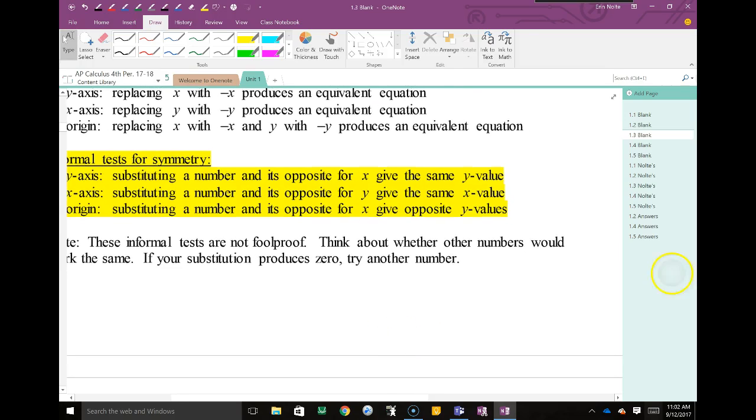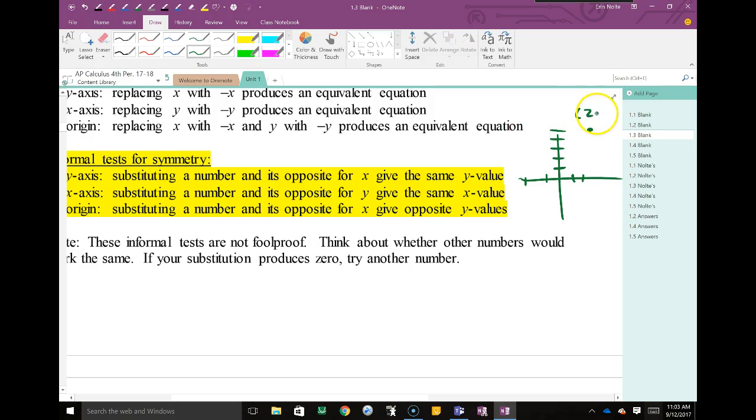So think about it. If I plug in 2 and I get 5, how would I know that it's symmetrical over the y-axis? If I plug in -2, I get the same exact value, right? So I have to get the same value. Does that make sense?